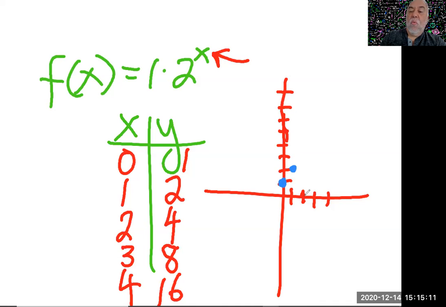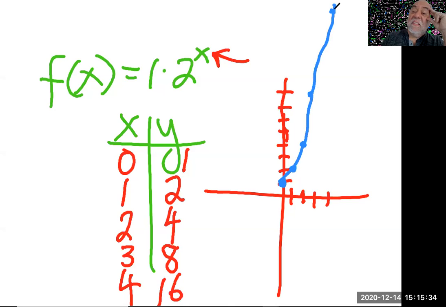x is 2, y is 4. x is 3, y is 8. And if x is 4, y is 16. So that would be up here somewhere. Okay, so you can see this curve kind of goes up like that.